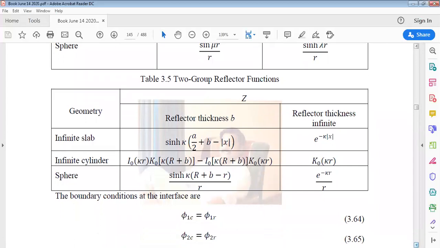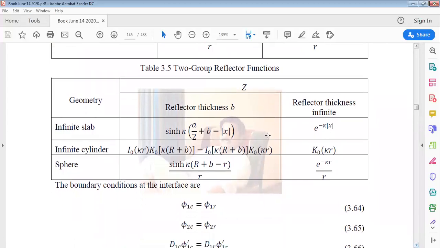And for the reflector functions, you can see for an infinite slab, the reflector doesn't begin from 0, it begins from the end of the core. So that's why you'll see that the x coordinate begins from half the core width plus b. B is the width of the reflector, minus, now you start counting x from there, and mod because you take symmetry on both sides.